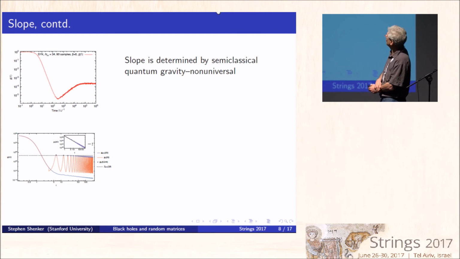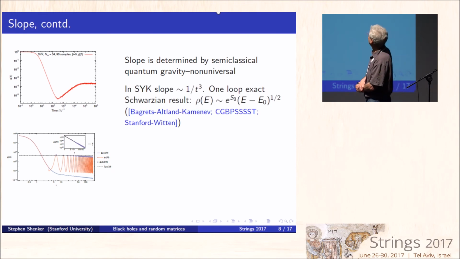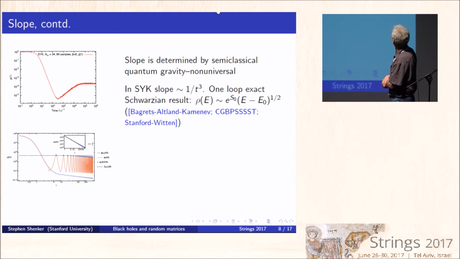The slope is determined by semi-classical quantum gravity and is non-universal. It depends on what kind of black hole you're looking at. In SYK, the slope goes like 1 over t cubed. That's just the Fourier transform of this one-loop Schwarzian result that the density of states vanishes like a square root.